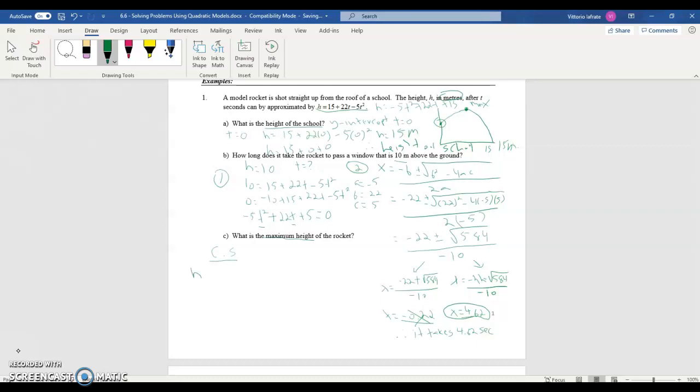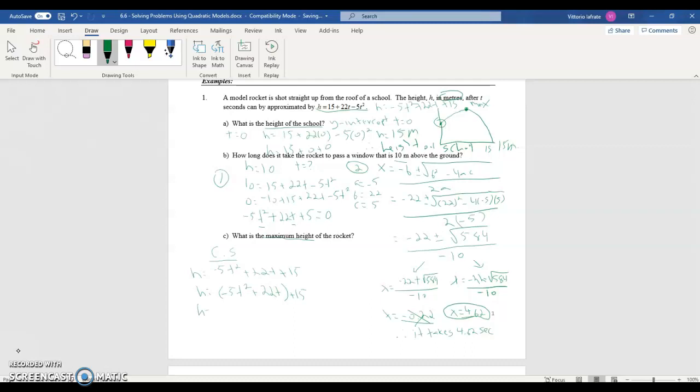So again, we have h is equal to negative 5t squared plus 22t plus 15. And so what we're going to do is we're going to complete the square by basically just factoring, taking the two terms, putting them in brackets. Negative 5t squared plus 22t, plus 15 outside there. Let's factor out a constant factor. We'll factor out the negative 5 from here, just so our t squared can be by itself.